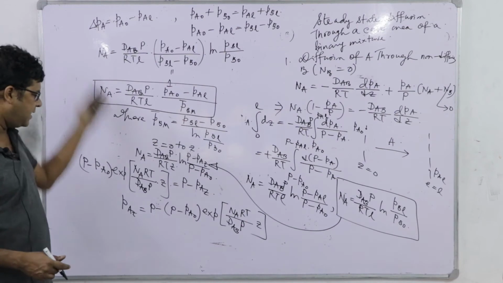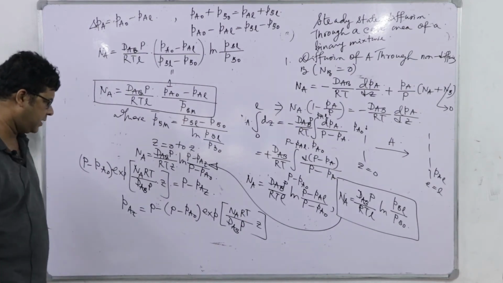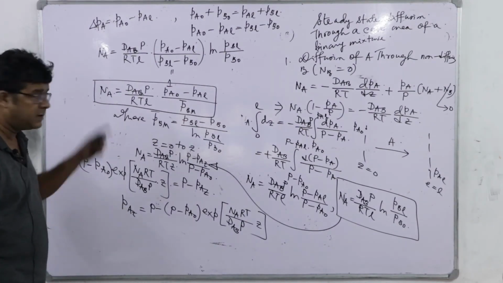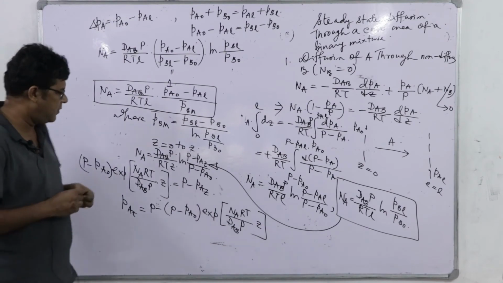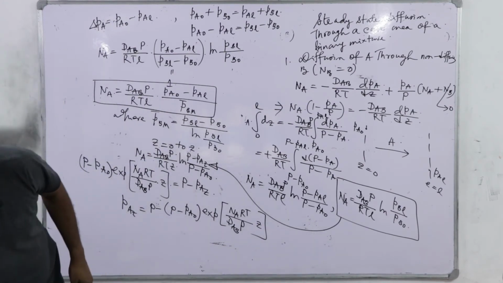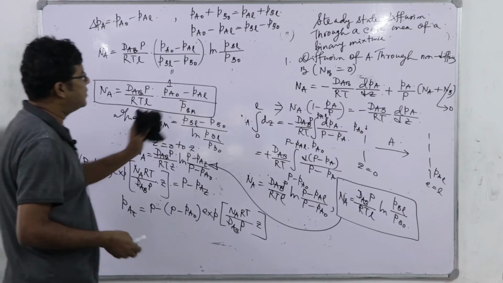So, PAZ is equal to capital P minus PA0 exponential of Na RT divided by dAB into P into Z. So, it is a kind of decay, right, with Z. PAZ will decrease with Z, whereas PBZ will grow with Z, if Z is the direction of diffusion for A.